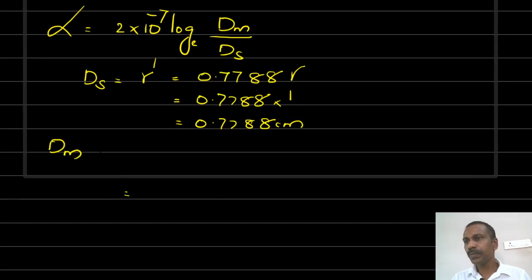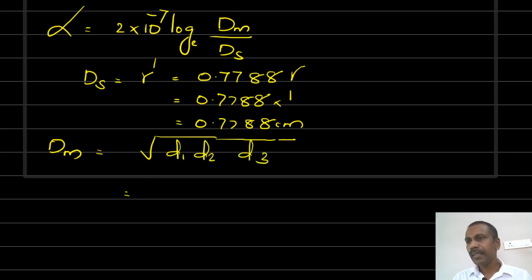Now I'll find out Dm. Dm is equal to, we have three sides, D1, D2 and D3. These are the distances between the phases. We have three terms, so you find out cube root. If we have 6 sides or 6 distances, then you put 6th root. It is very easy to calculate.